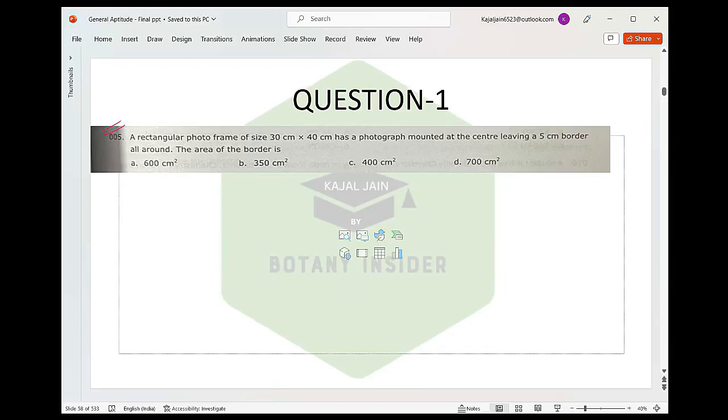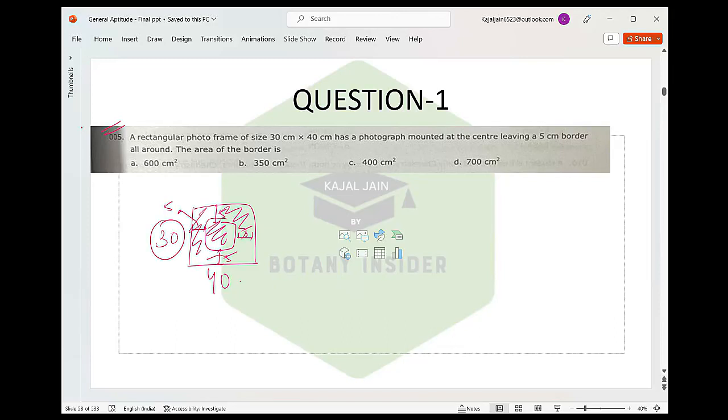Done. Answer again. A rectangular photo frame of size 30 into 40. Let's say this is 30, this is 40, and over here we have mounted a picture leaving a border of 5 centimeter from all the sides. So this is 5 centimeter, from all the sides you have 5 centimeters. You need to find out the area of this border.